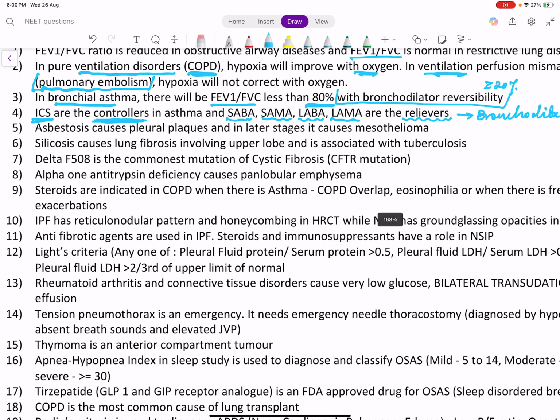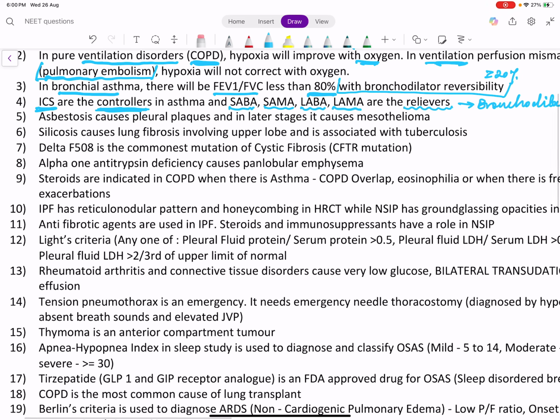Coming to occupational lung diseases, asbestosis is important because it affects the pleura. In initial stages there will be pleural plaques. In later stages there will be mesothelioma, which is a tumor of the spindle-shaped cells of the pleural cavity. Silicosis usually affects miners, construction workers, etc. It causes lung fibrosis of the upper lobe. Lung fibrosis of the upper lobe is typical for tuberculosis. Silicosis mimics TB, and it is also associated with tuberculosis.